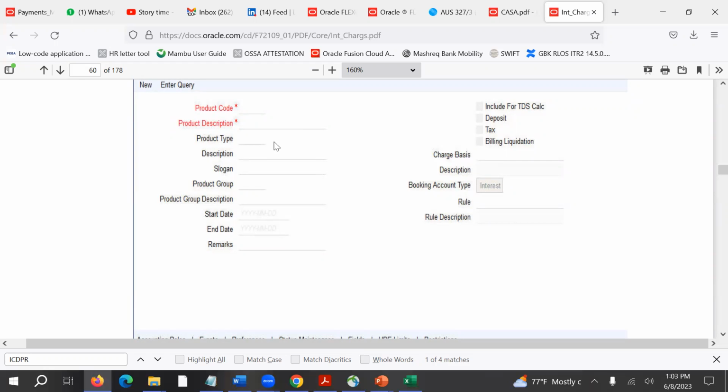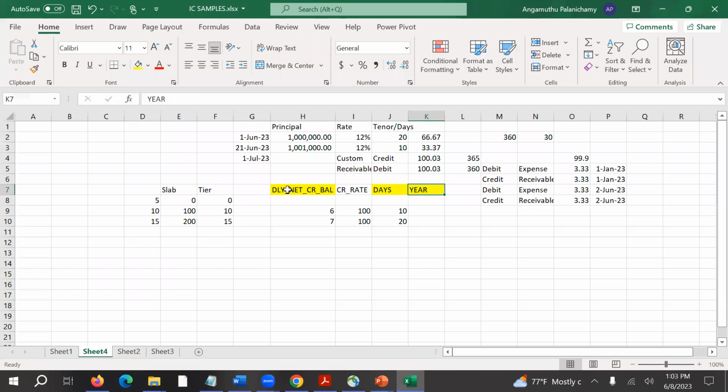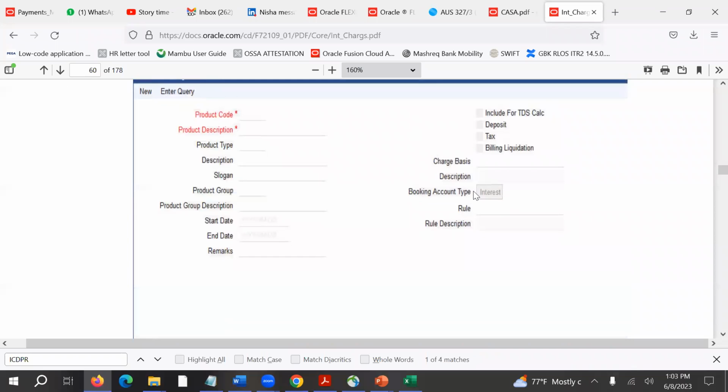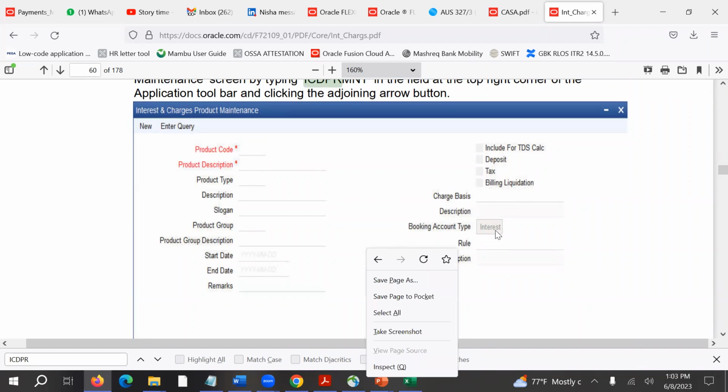First we will look at the interest product. I give the product, and these are the common things that you might have come across in any product. After giving the interest, I'll give the rule. The moment I give the rule, I need to go to the accounting roles. What is the booking account type that I missed? It has two options, either interest or charge. This is where I'm defining whatever product I'm going to create, whether interest component or interest product, interest nature or debit nature, charge nature. In case of TD, I will put interest plus deposit.